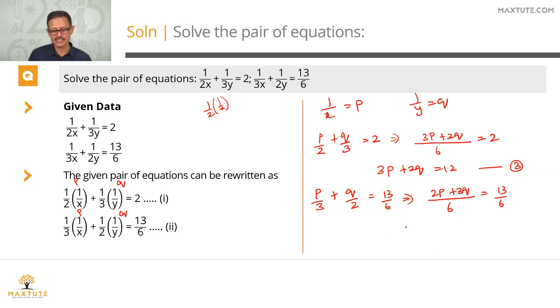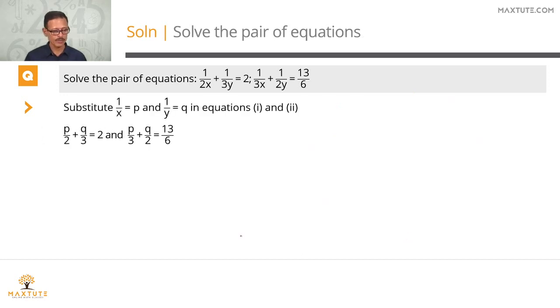6 and 6 will get cancelled to leave us with 2p plus 3q is equal to 13. This is equation number 4. Summarized till this point, this is where we have reduced this equation to a pair of linear equations. Look at these two. These are the equations that we're used to looking at as a pair of linear equations, right? Summarize it in a printed form.